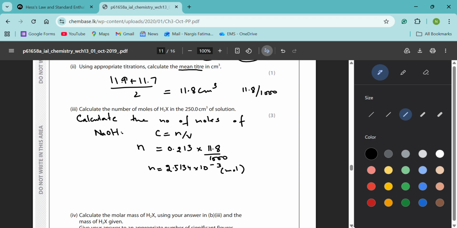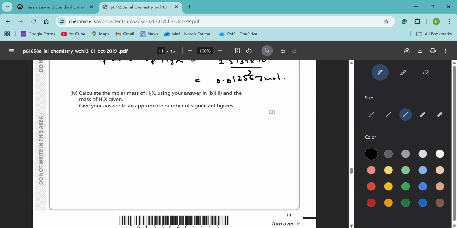And from the equation, you know that 2 moles of sodium hydroxide react with 1 mole of acid. It means the moles of acid are half of the moles of sodium hydroxide in this question, by using the equation given above. So we will divide the moles of sodium hydroxide by 2, then we will find the moles of acid. It's 0.01257 moles. So this is the answer. I hope you have understood this question.